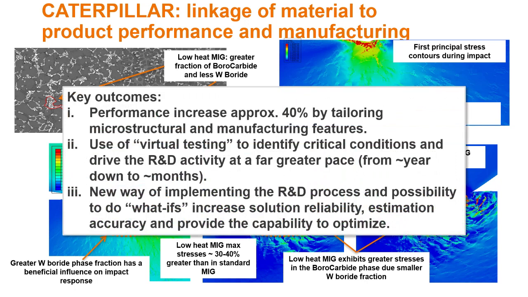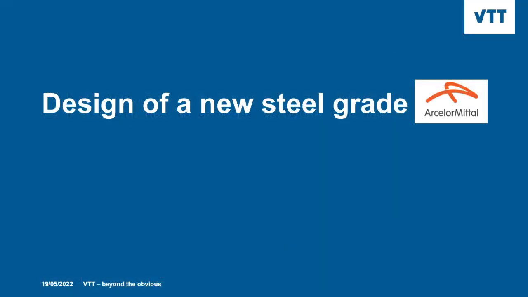And with those key outcomes, we were able to increase the performance by about 40% by tailoring microstructural and manufacturing properties. The use of virtual testing enabled us to drive the R&D at a much faster pace. We only spent some months rather than years on this. And we also implemented a new way to deal with the R&D process. We could do what-if scenarios, thus improving solution reliability. And the next one, the design of a new steel grade for ArcelorMittal.